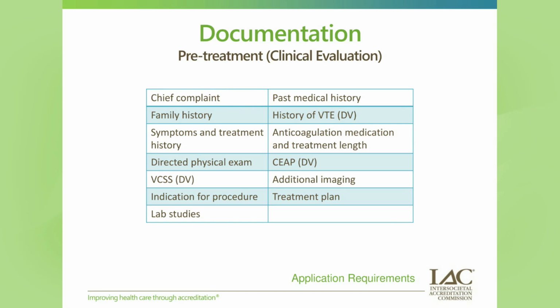So a little bit about the documentation for your pre-treatment documentation, which is typically your clinical evaluation or any type of notes or worksheets or anything like that you have pre-treatment. You must include the chief complaint, past medical history, family history, history of VTE if you're applying in deep vein, symptoms and treatment history, anticoagulation medication and treatment length, directed physical exam, CEAP and VCSS for deep vein, additional imaging, treatment plan, indications for your procedure, and lab studies.